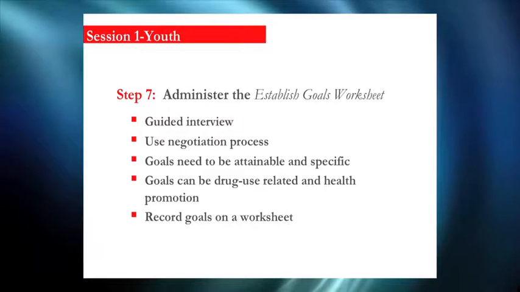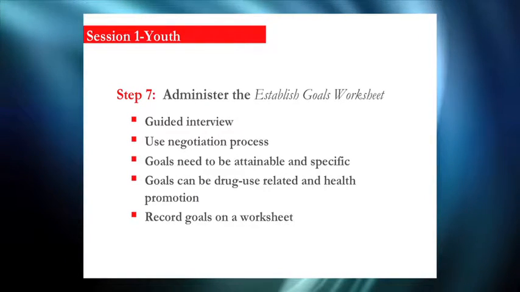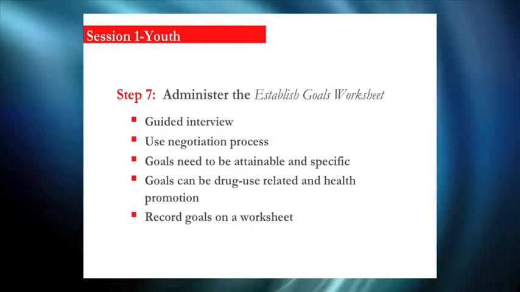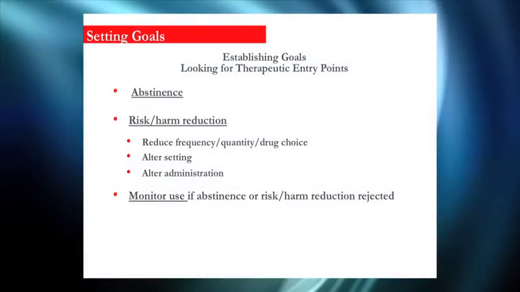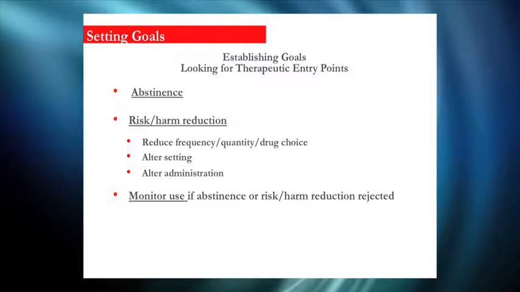They can be in 2 rough categories. Obviously, you want to see if you can get some drug use goals agreed upon, or a drug use goal in the reduction or abstinence direction. And you also have an opportunity to change other behaviors that might be related to the person's health or their risk profile. So in terms of drug use goals, you could make a case that you have 3 general options: abstinence, risk harm reduction, or monitor use.